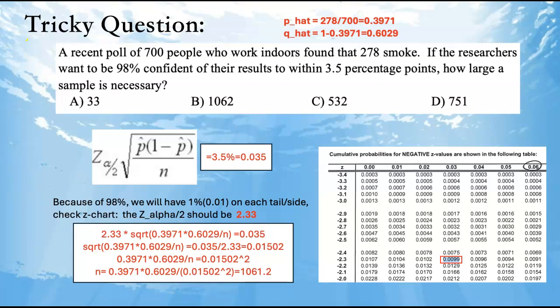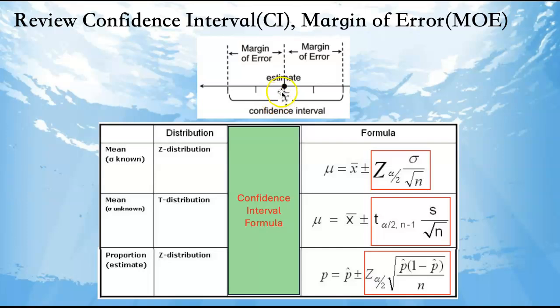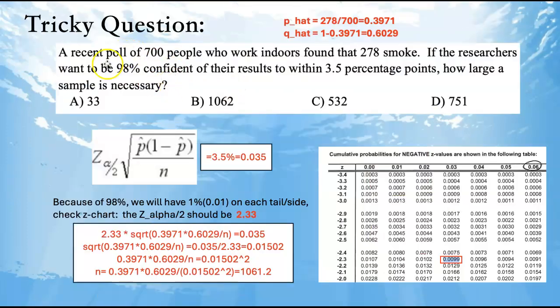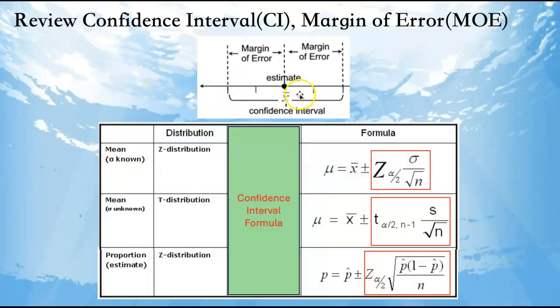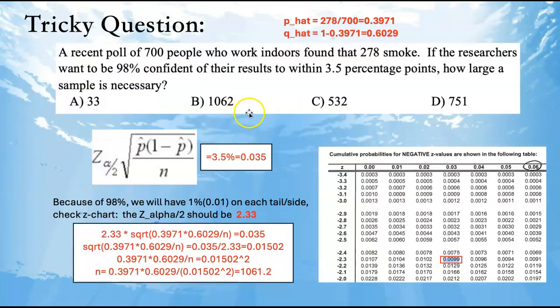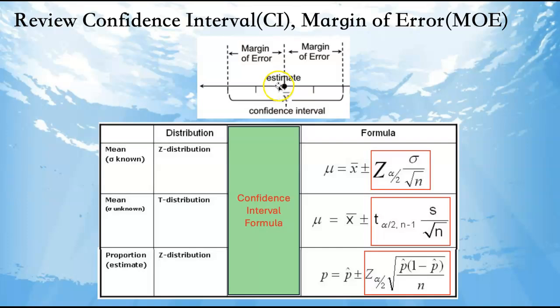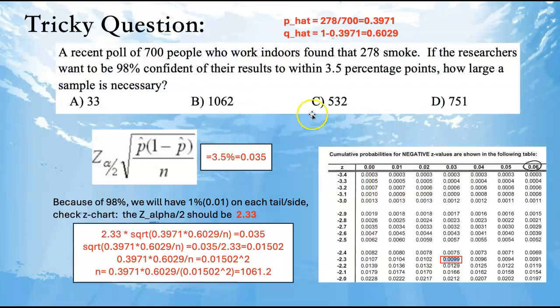How do we understand these 3.5 percentage points? If you remember previously in our confidence interval, you have the sample average in the middle. Usually we talk about 95% confidence. In this case, we are talking about 98% confidence. So in other words, we have to minus something, we have to plus something. But in the question here, they want to see that when we plus or minus, at the most is 3.5%. So in other words, the margin of error here is 3.5%. That's the information we are given.